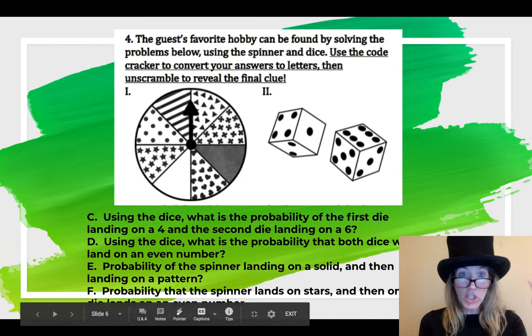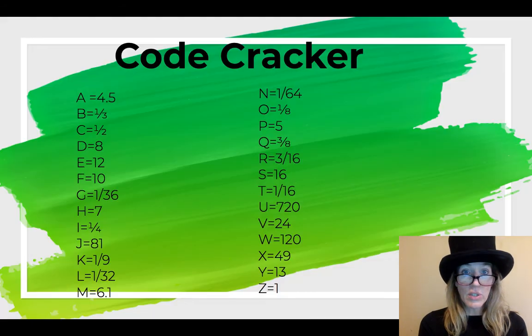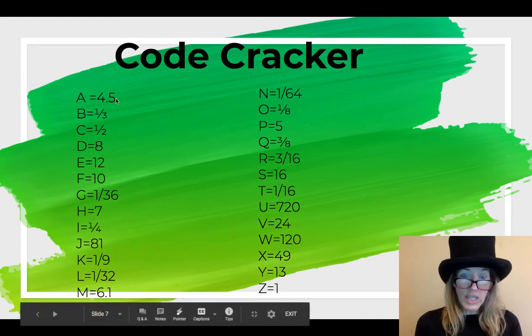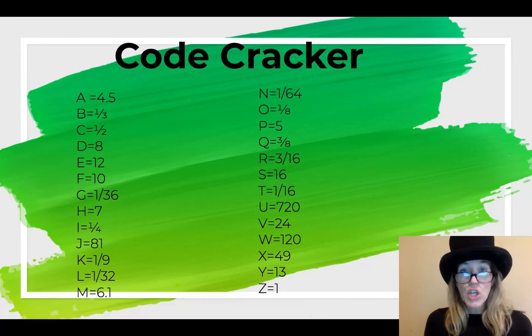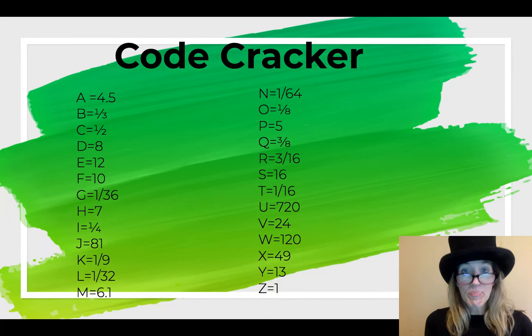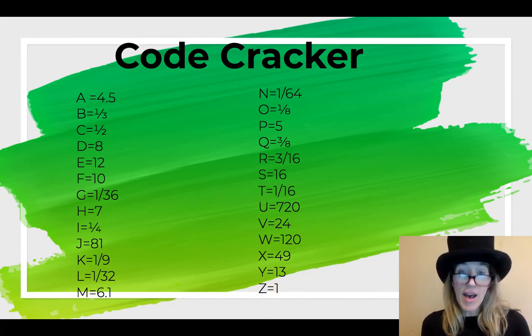And once you get an answer for A through G, then you're going to use the code cracker on the very last slide. So each of the answers, A through G, will have a corresponding letter. You're going to find each letter and then unscramble the hobby for your suspect.